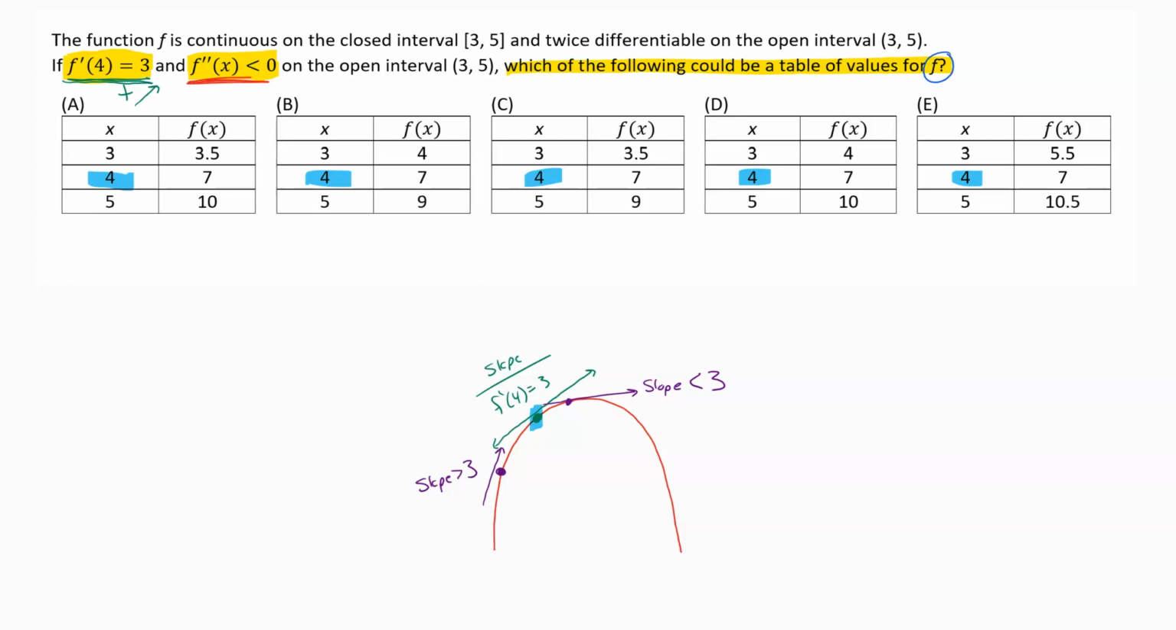So what I now can do is go to my tables, and I am looking for the table that gives me a slope before 4 that is greater than 3. And I'm looking for the table that has a slope that comes after 4 that is less than 3.